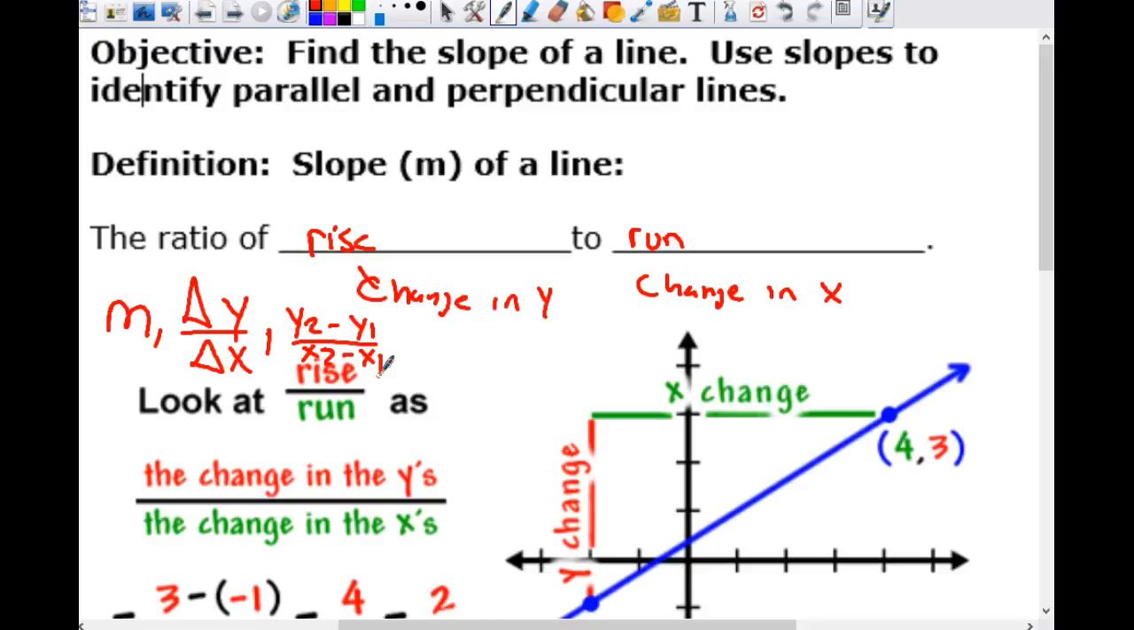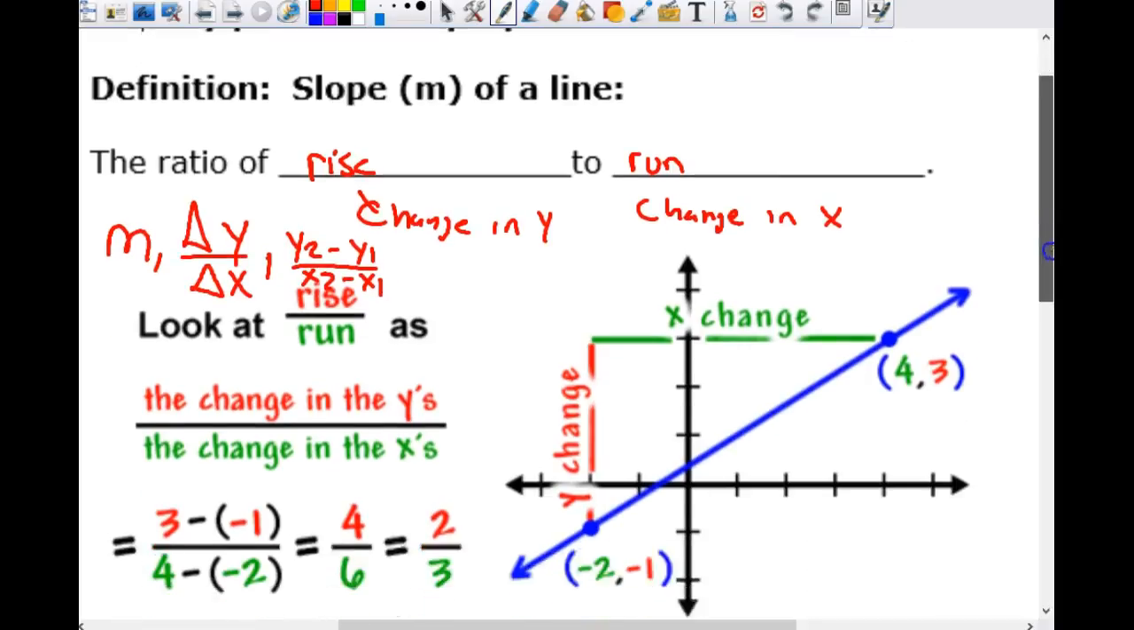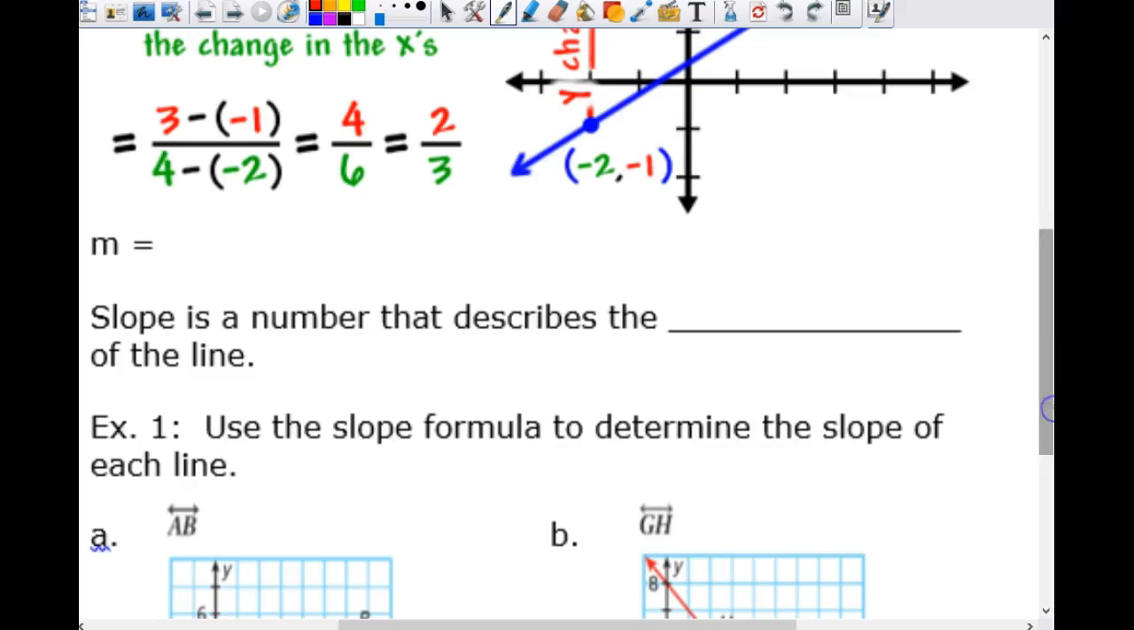Okay, this is an example. I'm not going to go over this. I don't really like this example that much. Slope is a number that describes the steepness of the line.